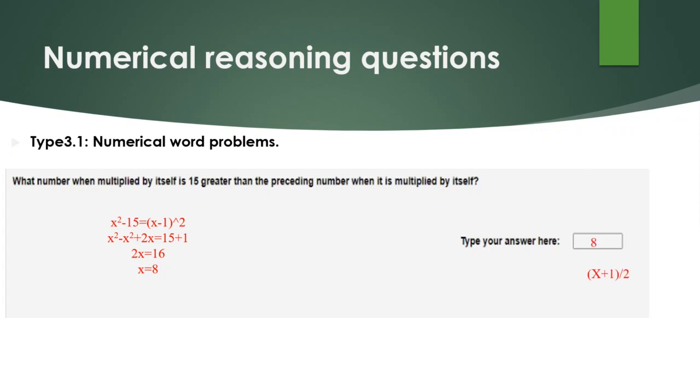For example, 15 plus 1 is 16, then 16 divided by 2 is 8. So the correct answer is 8. We can multiply 8 by 8 minus 7 times 7 to equal 64 minus 49. Yes, the difference is 15, so the correct answer should be 8.